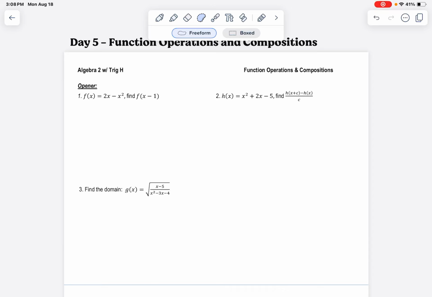All right, this video is on function operations and compositions. So what you can start off by doing is pausing the video and doing the 3 opener problems and see how you did.